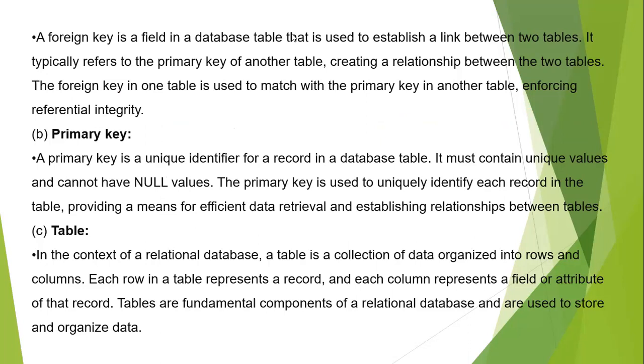Now next is table. In the context of relational database, a table is a collection of data organized into rows and columns. So each row in a table represents a record, and each column represents a field or attribute of that record. So tables are a fundamental component of relational database and are used to store and organize data. Got it?